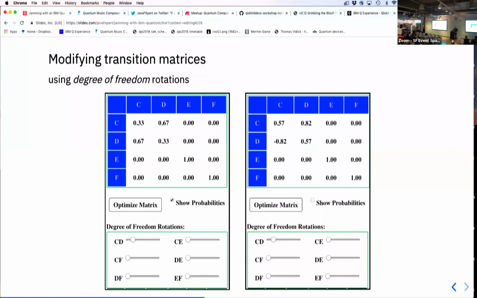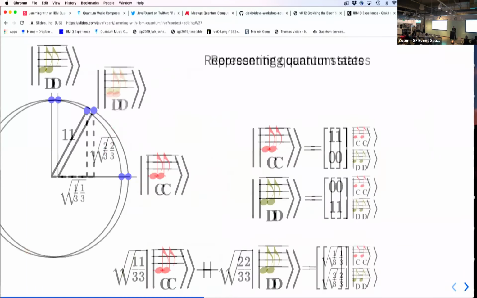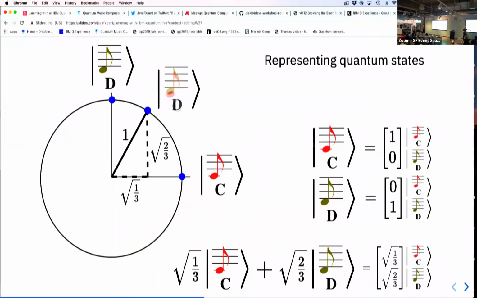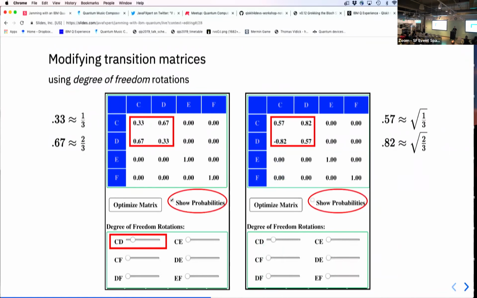So now in the quantum music composer application, we've got these transition matrices. And to manipulate those transition matrices, I'm going to use rotations on that unit sphere or unit circle. So remember I said that pure quantum states can only be somewhere on that circle. And that means that a quantum state evolution, right? I'm going to evolve a quantum state from one state to the other. That's nothing more than rotations on this circle. So I'm going to rotate things on the circle. That's what I'm going to do. I'm going to put that into the transition matrix.